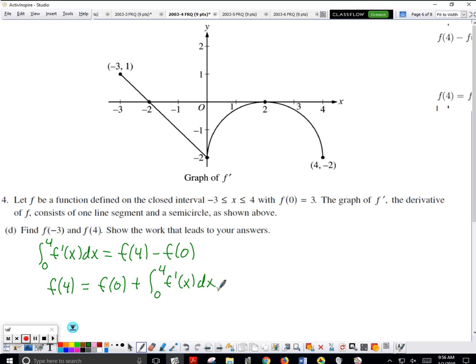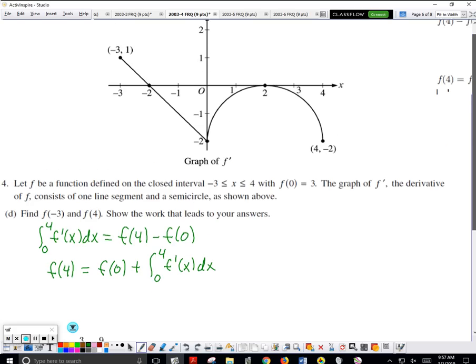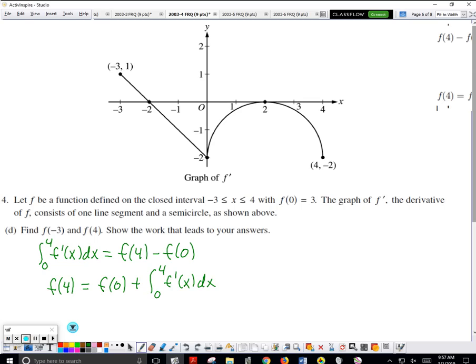Question? Terribly exciting today, sorry about that. Let's see, I need to integrate from 0 to 4. So I start here, stop here. I'm integrating f prime.